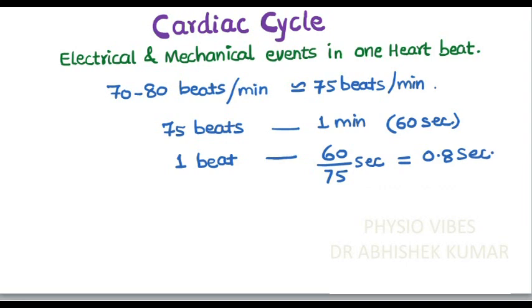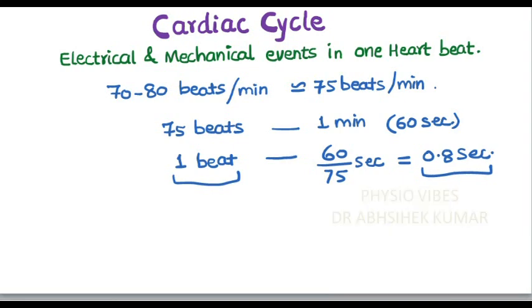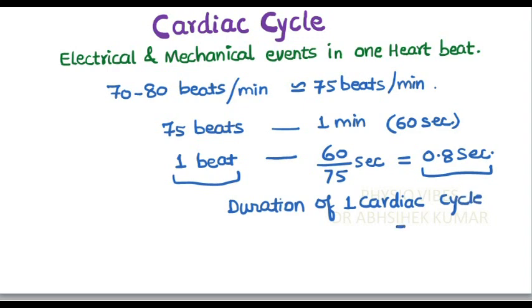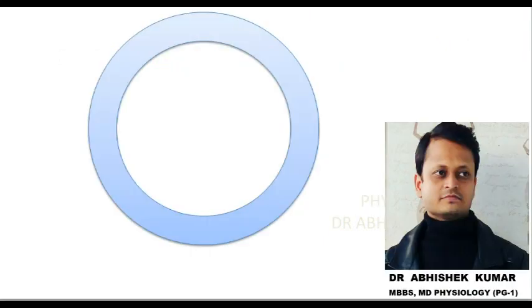So, the cardiac cycle represents the events occurring in a single heartbeat. So, we can say that the duration of one cardiac cycle will be around 0.8 second. We can understand the cardiac cycle events by certain diagrams. Like this blue colored circle we have drawn. This circle represents the atrial events.